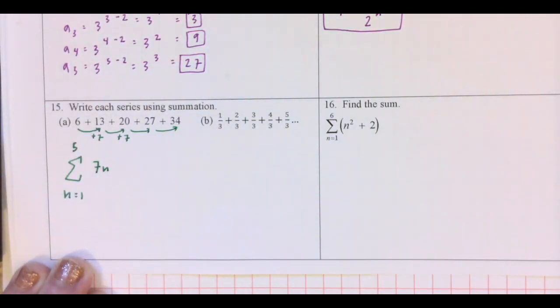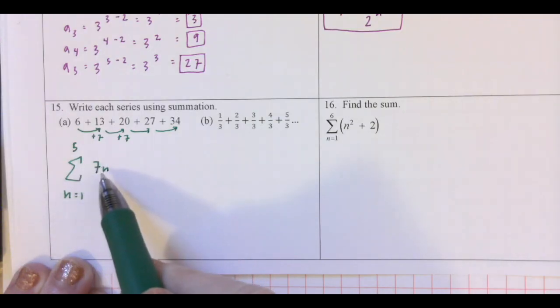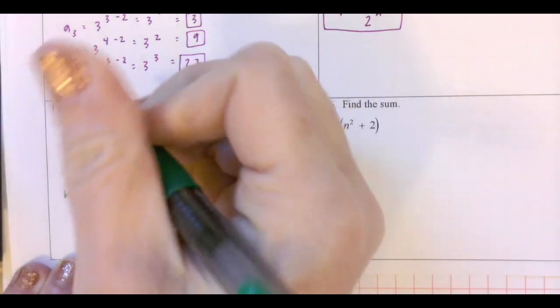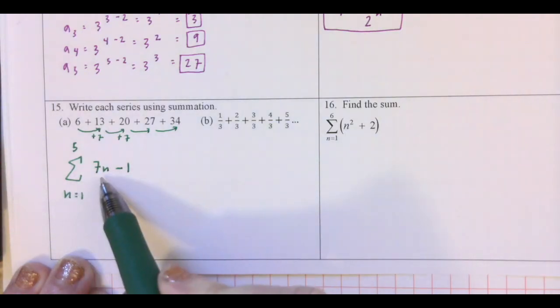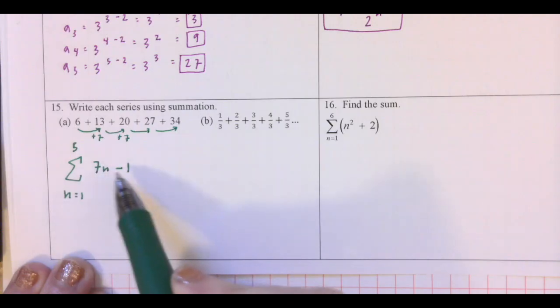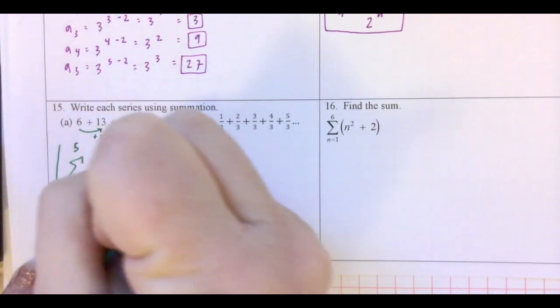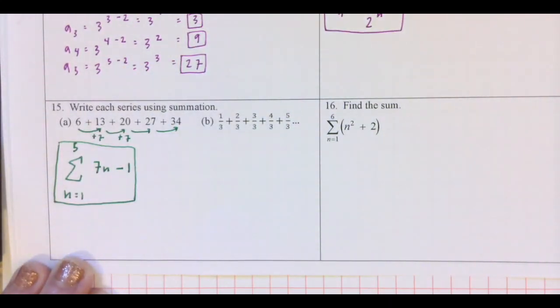And then if I start with an n value of 1, right, then I'm at 7. What do I need to add or subtract to get back to 6? I need to subtract 1. So let me just double check that that rule holds. If I plug in a 1, it gets me a 6. If I plug in a 2, 14 minus 1 is 13, and so forth. All right, there is my series in summation notation.